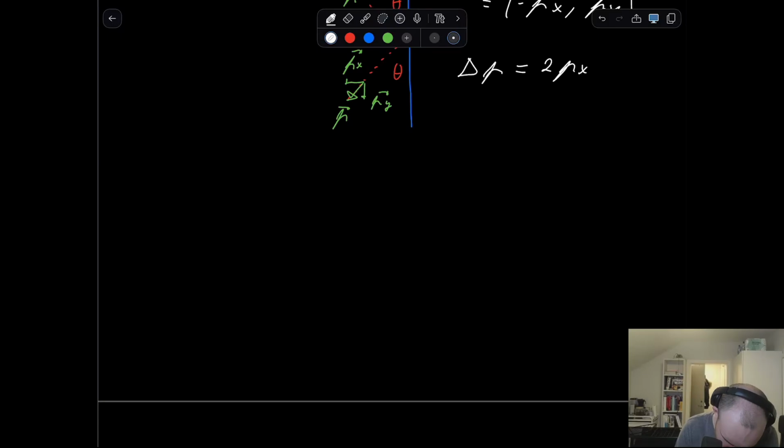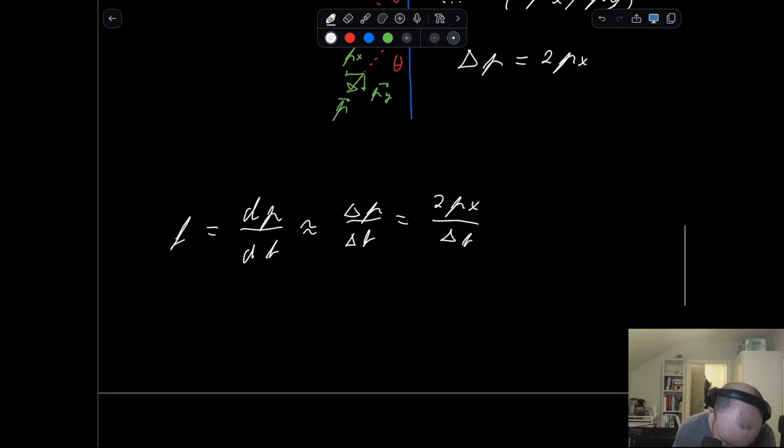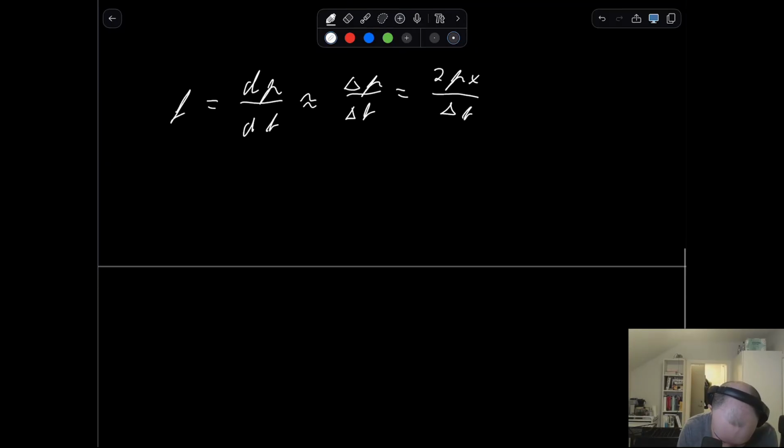Now we can write the force, and the force, as Newton would have written it, is dp over dt. This can be assumed to be delta p over delta t. Delta t is the amount of time for all the particles to hit the wall, and we know that the top one here is just 2px over delta t, like that.